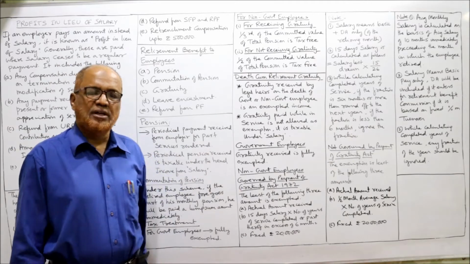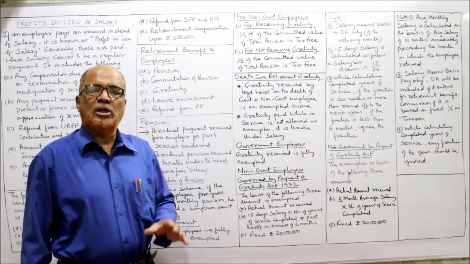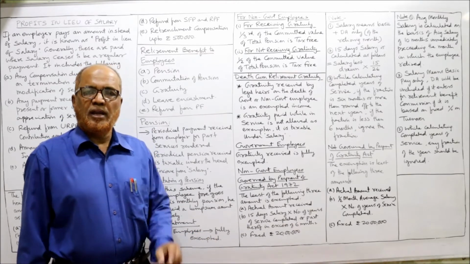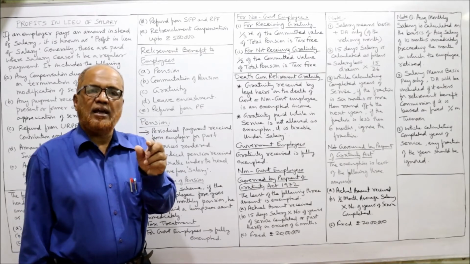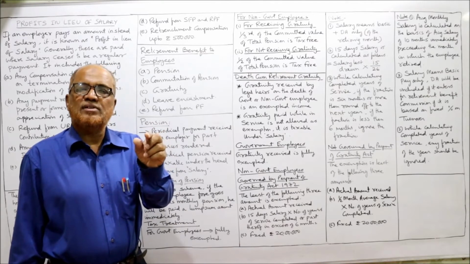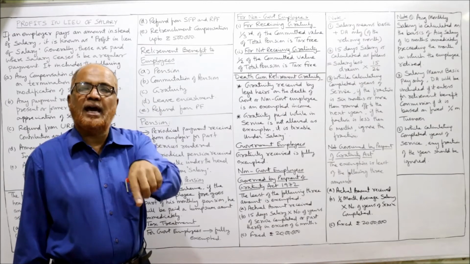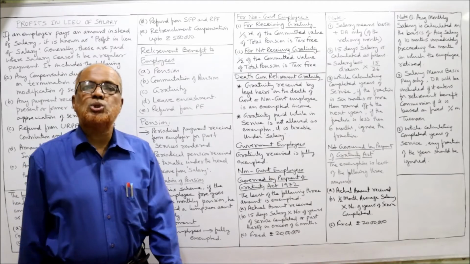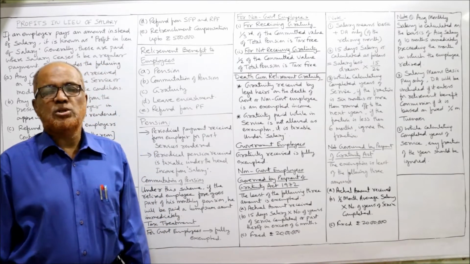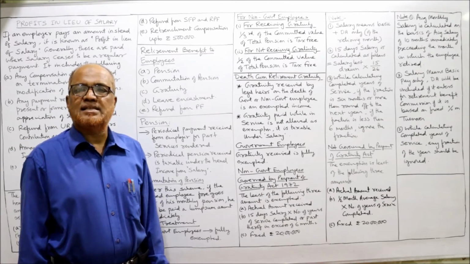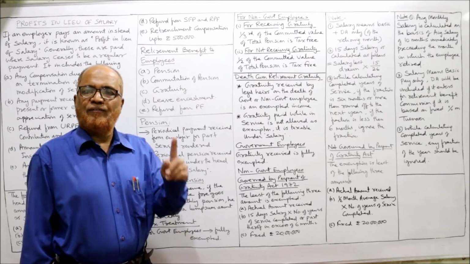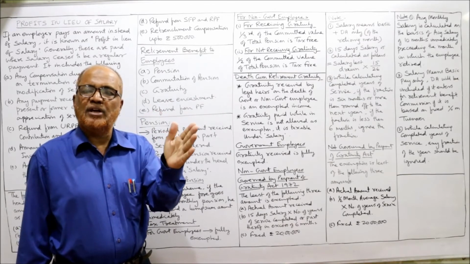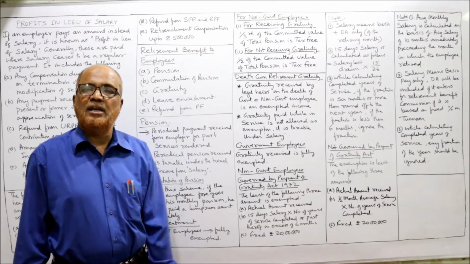Actual gratuity received. Second, 15 days salary into number of years of service completed or a part thereof in excess of 6 months. And thirdly, fixed amount of rupees 20 lakhs. So in these three, the least is exempted and the remaining is taxable. First one, actual amount received. Second, 15 days salary into number of years of service completed or a part thereof in excess of 6 months.